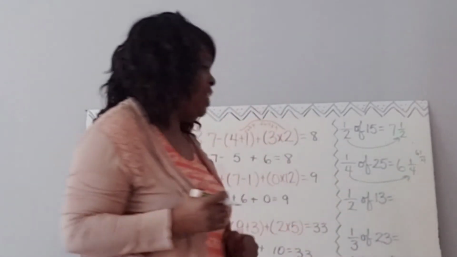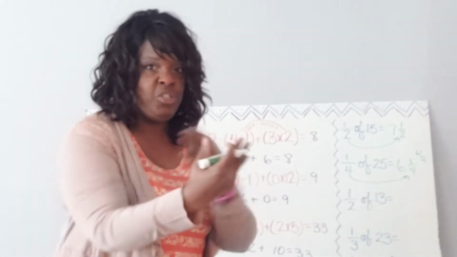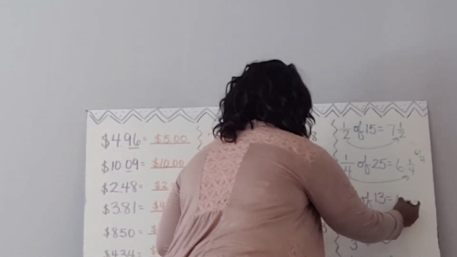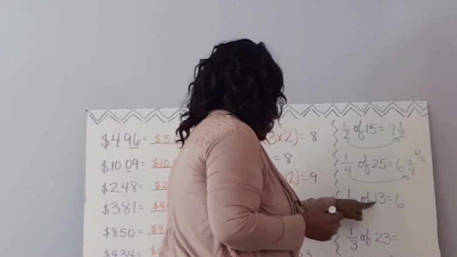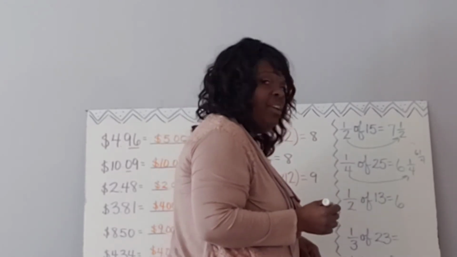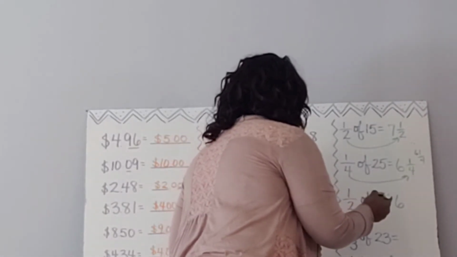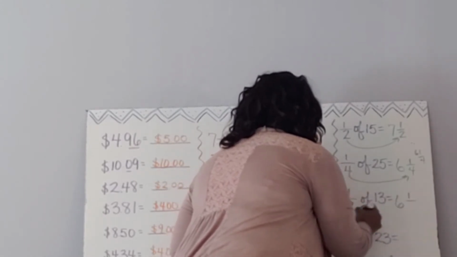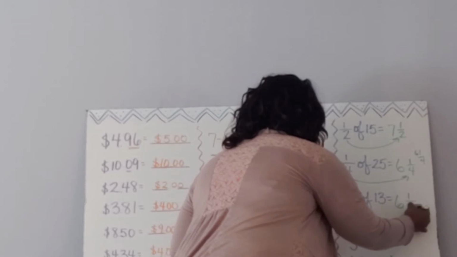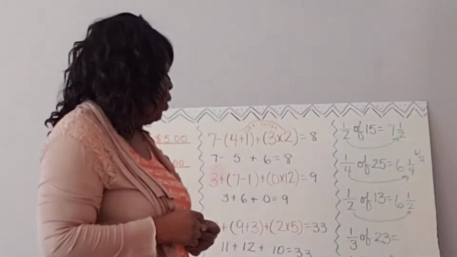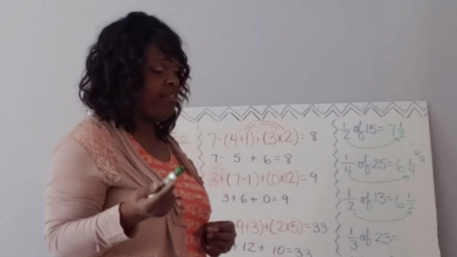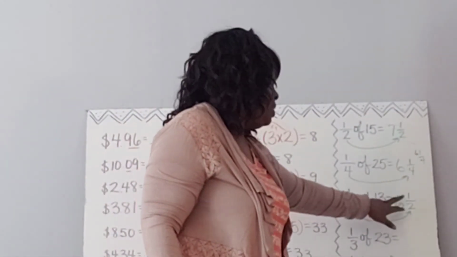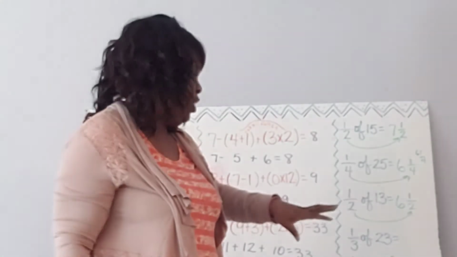Then 1/2 of 13. Again, you can't split 13 in half. So I get as close to 13 as I can get, 6. And then I have to figure out, well, 6 times 2 is what? 12. And what do I have left over after taking that away from 13? Right, I have 1 left over. And then my 2 stays at the bottom. So 1/2 of 13 would be 6 and 1/2. So think of it as a division problem. 13 divided by 2 would equal 6 and 1/2. Okay, that's all that you are doing.